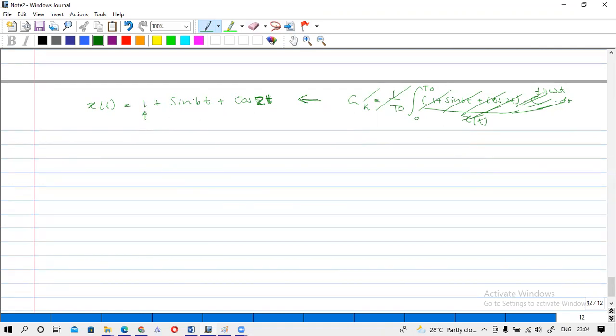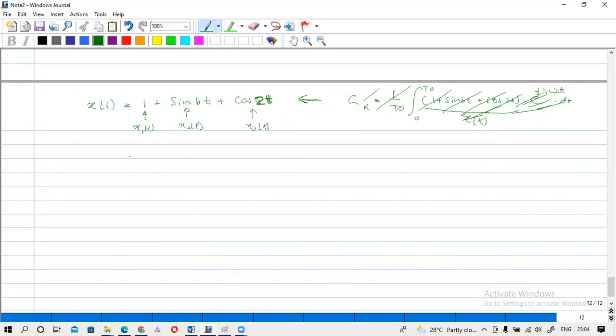So this is a composite signal. It has some different sinusoidal terms, and also it has a DC component. So you have to find the period of this signal. What is the procedure? First you have to consider these terms as three separate signals.